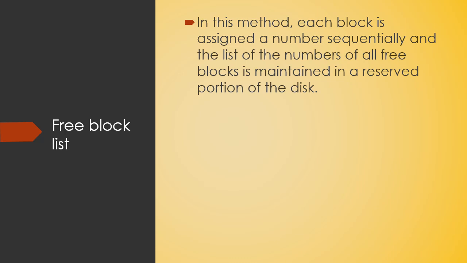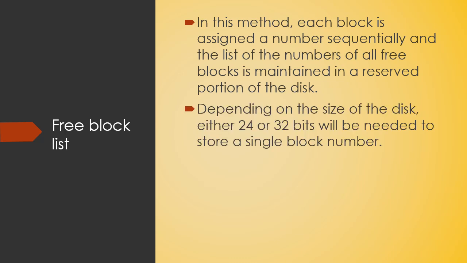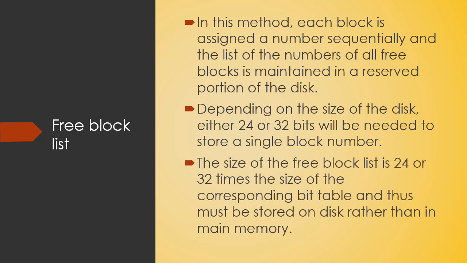Free block list. In this method, each block is assigned a number sequentially and the list of the numbers of all free blocks is maintained in a reserved portion of the disk. Depending on the size of the disk, either 24 or 32 bits will be needed to store a single block number. The size of the free block list is 24 or 32 times the size of the corresponding bit table and thus must be stored on disk rather than in main memory.